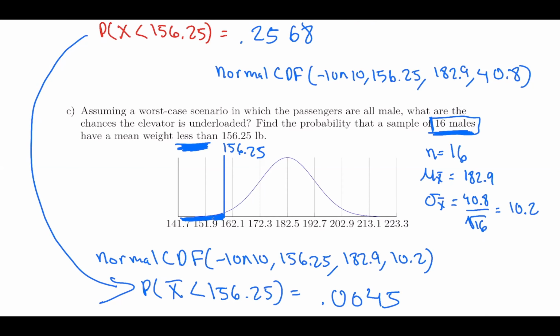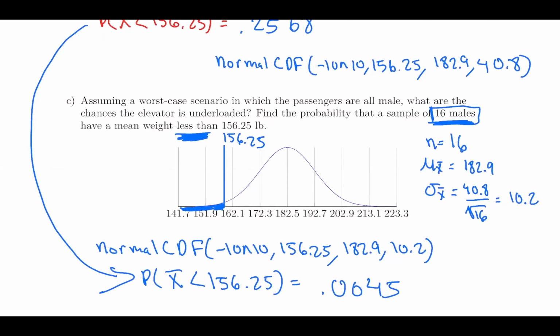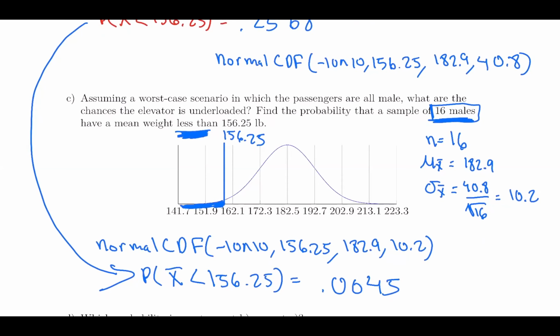So if you look at this scenario, if you see an elevator with 16 males, you probably don't want to go into the elevator because most likely that elevator will be overloaded. Because the chance that the elevator is not overloaded is 0.0045. So the chance that the elevator is overloaded is something like 99.55%.